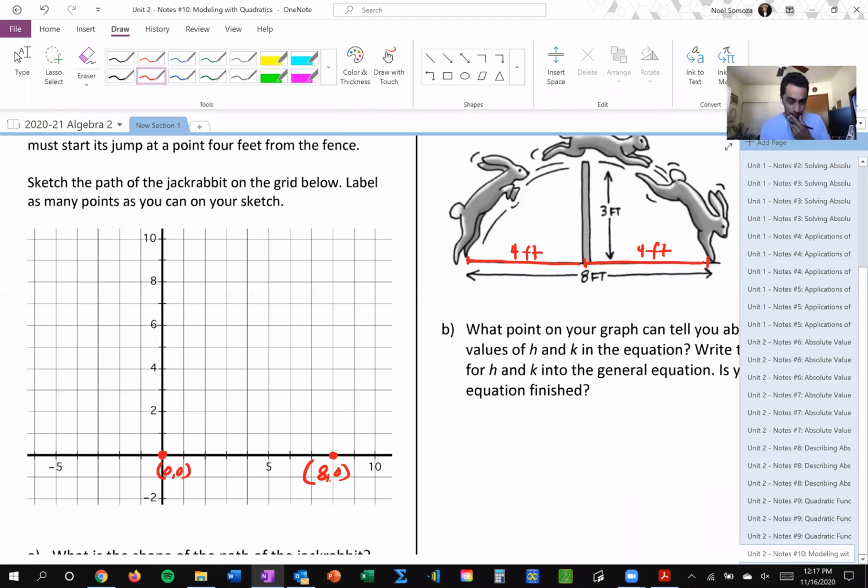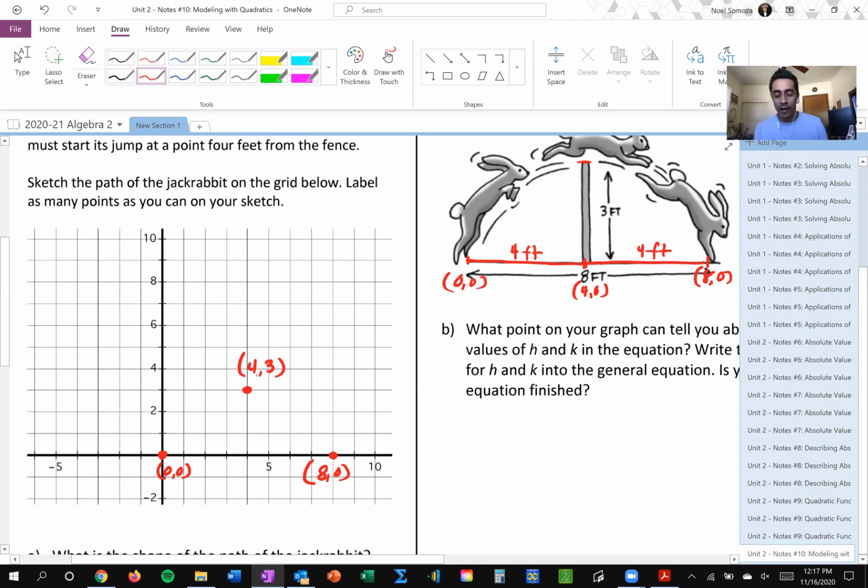Your x-intercepts are 0, 0, which is your starting, your jumping point, and then 8, 0 is your landing point. Now you can see how halfway there, at 4 feet, what's the maximum height that the bunny clears? If this was 0 and this is 8, well then halfway right here must be 4, 0. And then the bunny must clear those 3 feet, so you would go at 4, up 1, 2, 3. So check that out. You have a point right there at 4, 3.